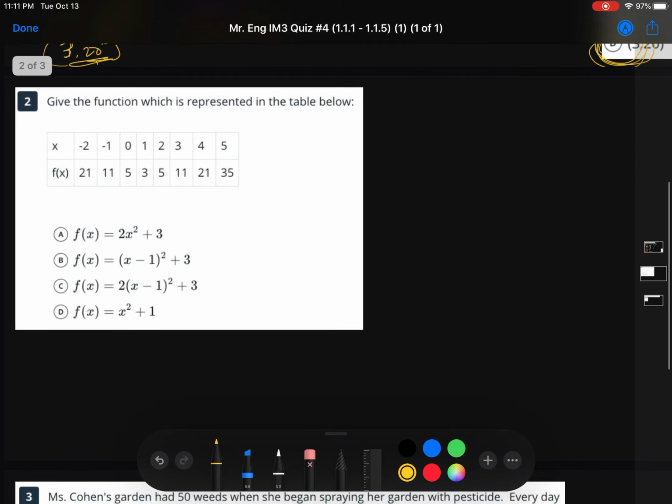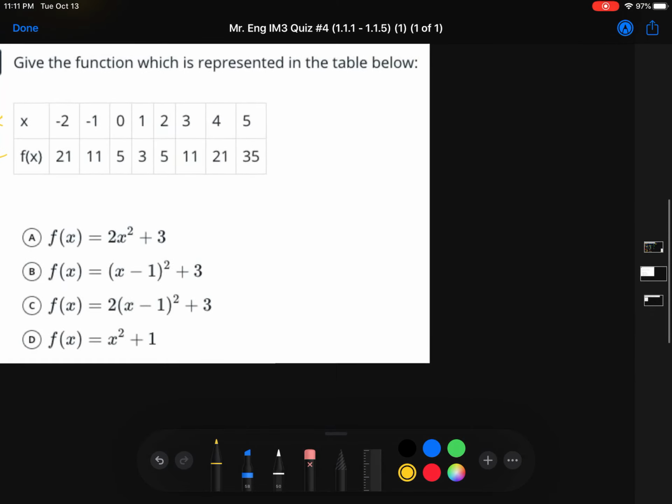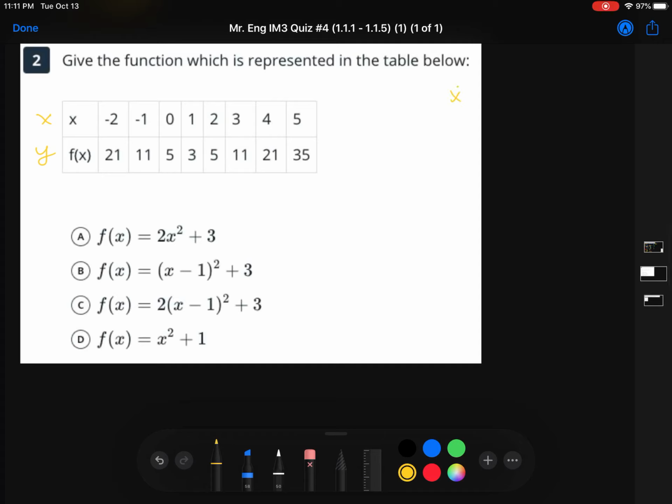Question number 2, given the function which is represented in this table. Well, I like x's and y's. So you could just change this table, not against the laws of math. We have x and we have a y. So we have -2, -1, 0, 1, 2, 3, 4, 5. And then we have 21, 11, 5, 3, 5, 11, 21, 35.